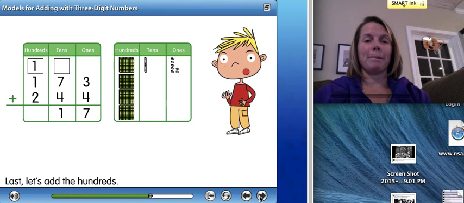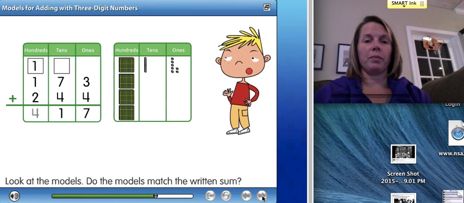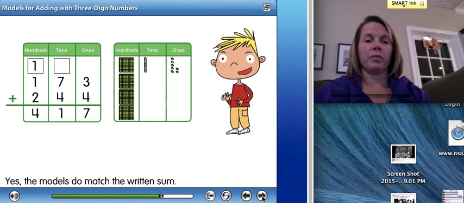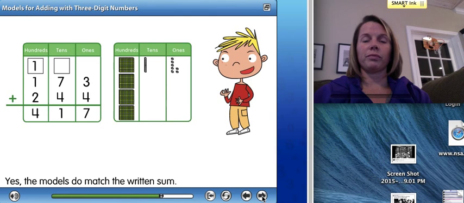Last, let's add the hundreds. All right. If I start up at the top, I can just count down 1, 2, 3, 4. Also using this model, 1, 2, 3, 4, using touch math. Look at the models. Do the models match the written sum? Okay, let's see. Do my ones match 7, tens, 1, hundreds, 4. They both match. Yes, the models do match the written sum.